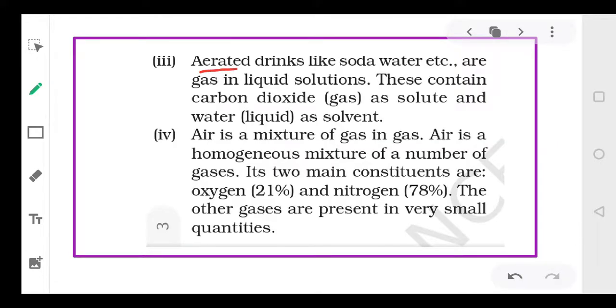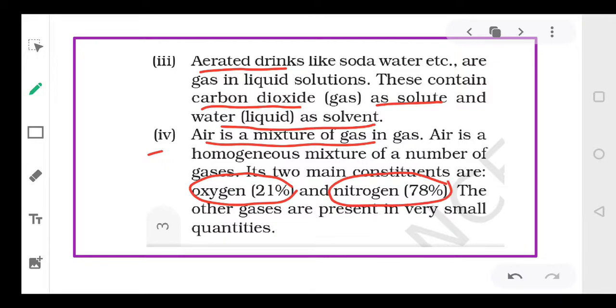Then you have aerated drinks. I hope you drink soda water, you drink Coca-Cola, isn't it? They're all referred to as aerated drinks. These drinks have CO2 as a solute and water as a solvent. And I told you air is also a mixture of gases, right? It contains different gases: oxygen is 21%, nitrogen is 78%. So air is also a mixture of gases.